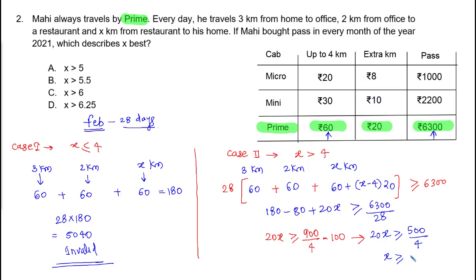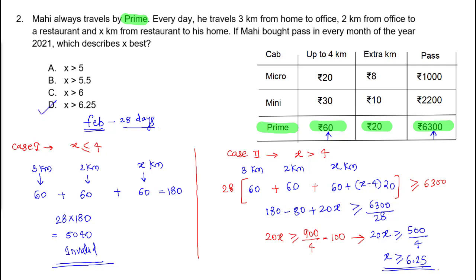12.5. One second, hold on. This is 12.5 by 2. 12.5 divided by 2, that is 6.25. So we come to know that the value of x has to be greater than or equal to 6.25. So which option describes it best? That is option number D, everyone.